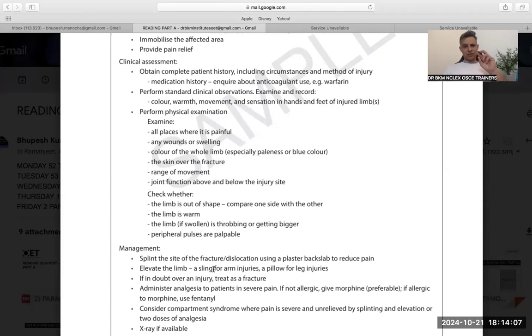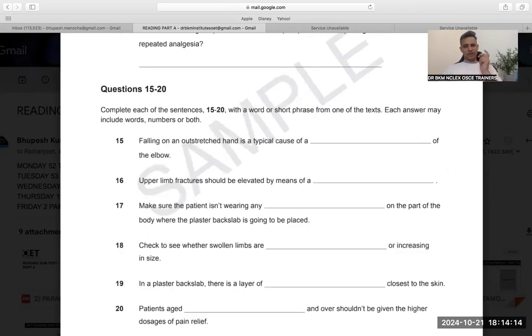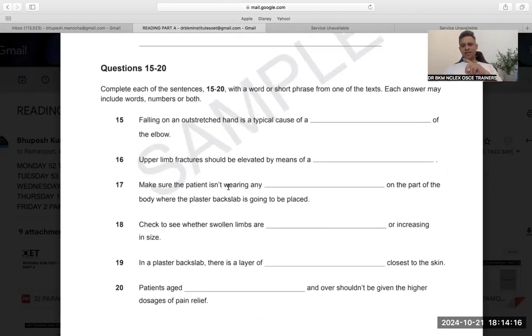See, that is correlation. So I'm just looking at word a. So sometimes articles can be very handy. And prepositions, obviously, like: make sure that patient is not wearing any dash on the part of the body. Now I want only the word plaster. I've seen the word plaster in either B or D because management was given in B or D. So plaster would be given in B or D.